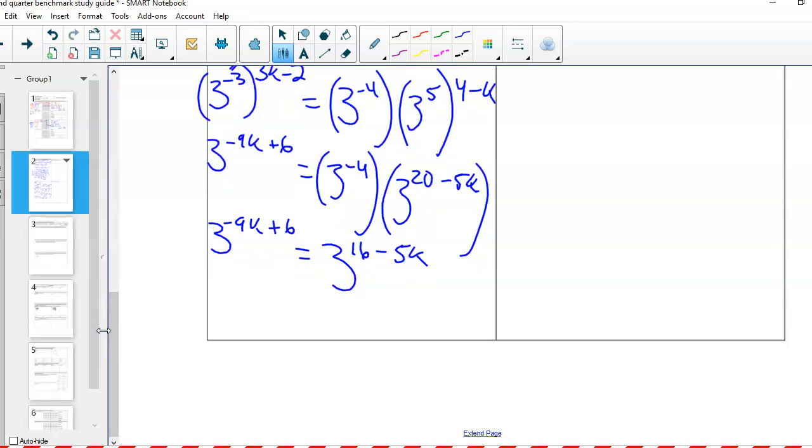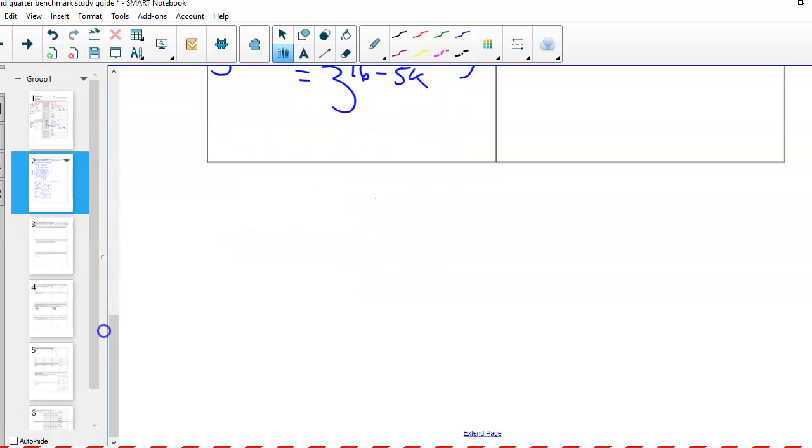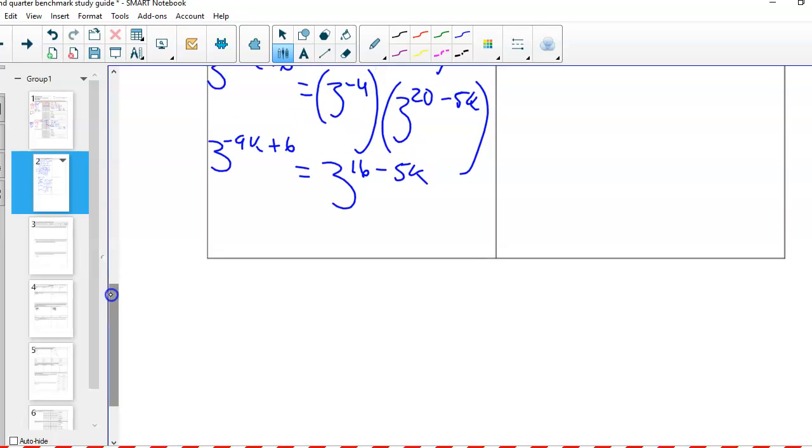So now that we have the exact same base, I can drop my bases and set my exponents equal to one another. So negative 9K plus 6 equals 16 minus 5K. So if you have the same base, you can drop them, set your exponents equal to one another. And then solve for K.